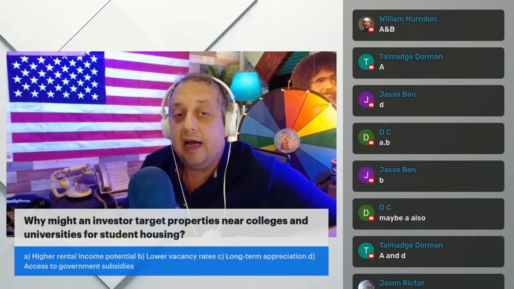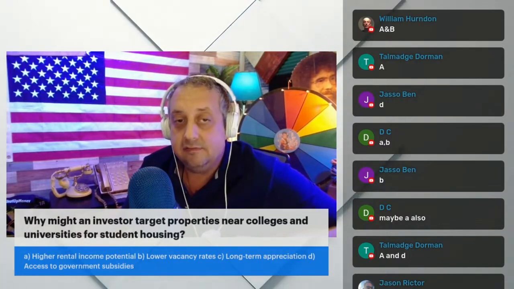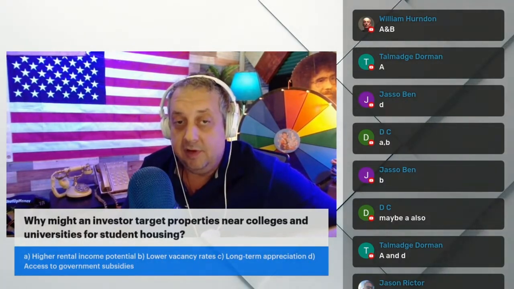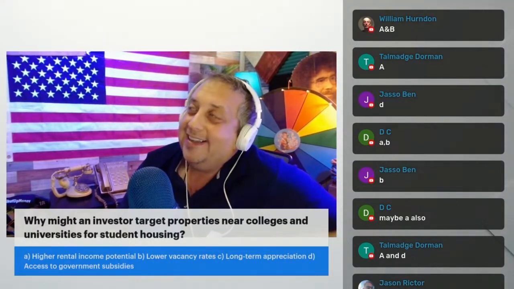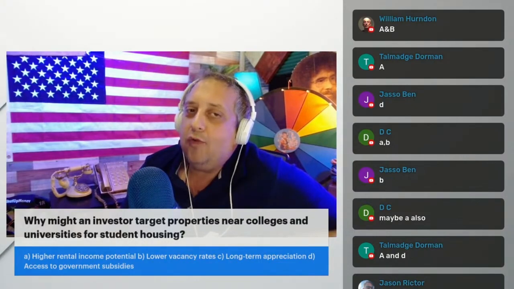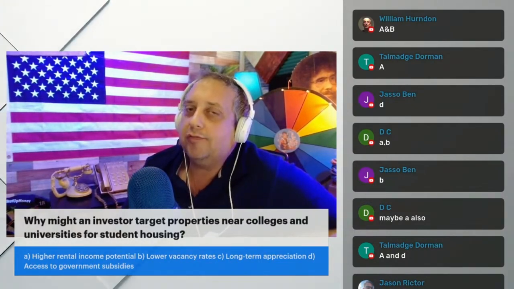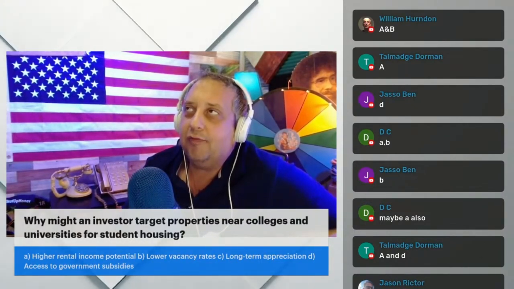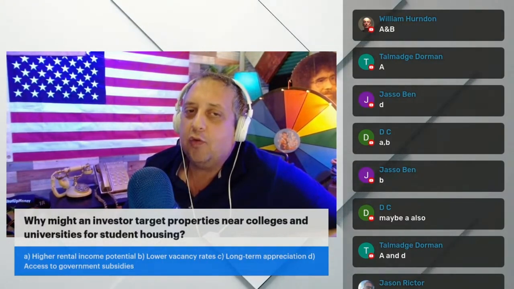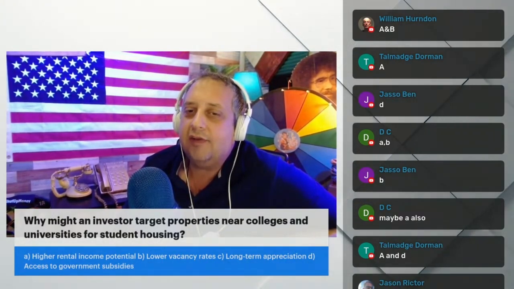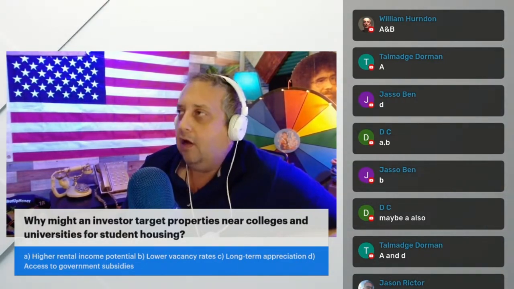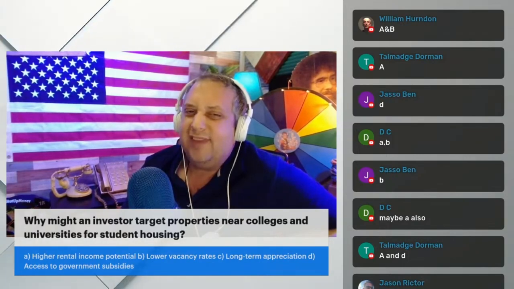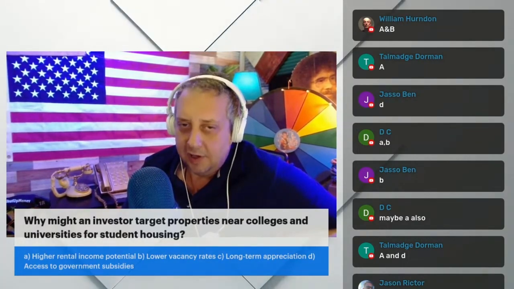You actually might have higher vacancy rates. So B would not be the right one. C, long-term appreciation. This is kind of the reason why I wanted to do it, because I had a short-term dream for a minute that one of my kids was going to want to go to this school, and I was going to have a house that I would own, and it would be pretty much paid off by the time they went to school there. All right, so that was another reason. That would kind of be C in a way.